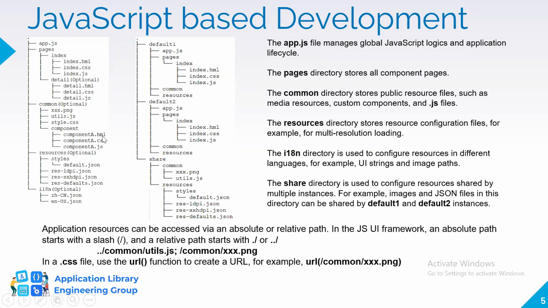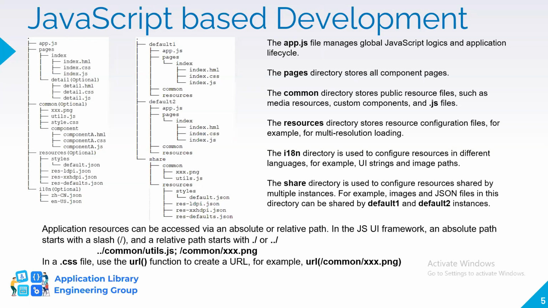So, functions of the other folders, let's understand. First, coming to app.js. This is the file which manages global JavaScript logic and the application lifecycle. Later during the demo, I'll show you what the contents of this file are. But as of now, just remember that this is at the application layer, wherein it holds all the data which is required for this particular application.